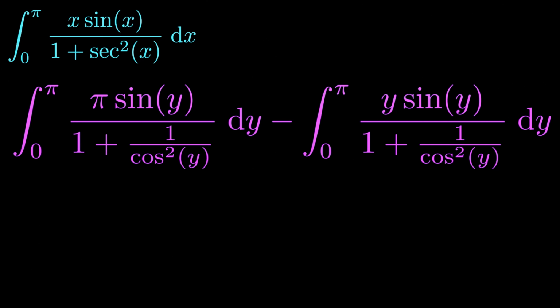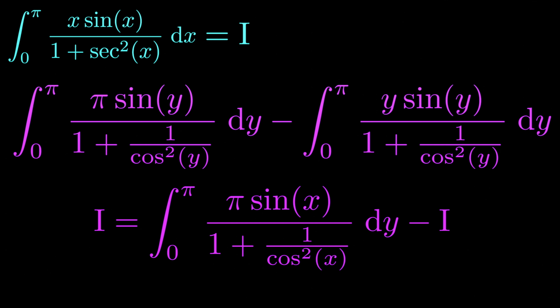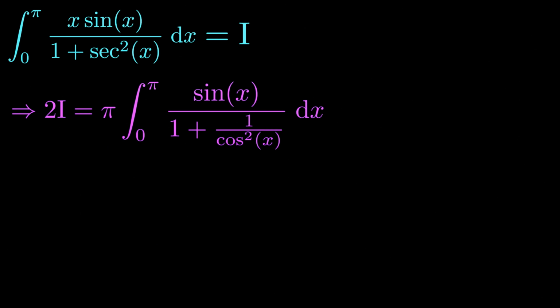And if we set our integral in blue equal to I, and we change the variable back from y to x, we get the following. That is, we have I is equal to the integral from 0 to pi of pi multiplied by sine of x divided by 1 plus 1 over cosine squared of x dx minus I. And if we add I to the other side, we get 2I is equal to pi multiplied by the integral from 0 to pi of sine of x divided by 1 plus 1 over cosine squared of x dx.